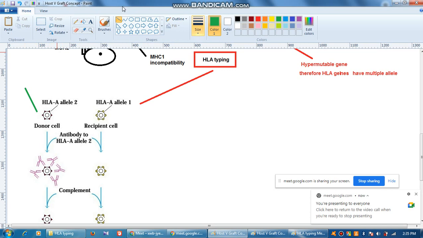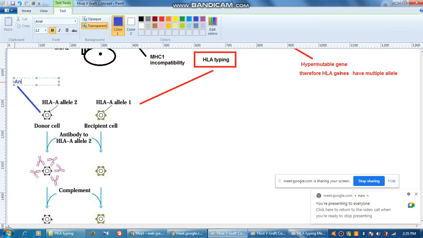Now these cells, I will change the color all over again. So these are the cells, any cell other than RBC, okay. I shall write it down also, because if you do this experiment with RBC, your test is completely wrong, because HLA typing should be done with any cell other than RBCs, okay. Now can anybody tell me what is the best possible cell that you should use for HLA typing, which is also very easy to collect?